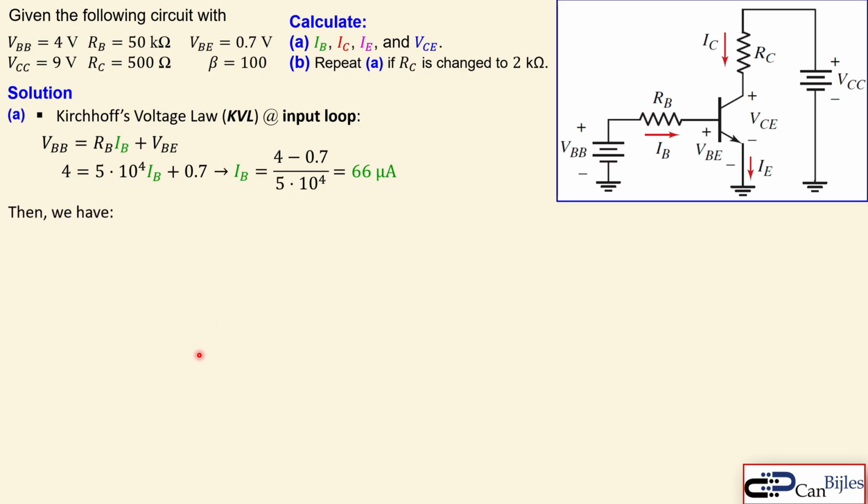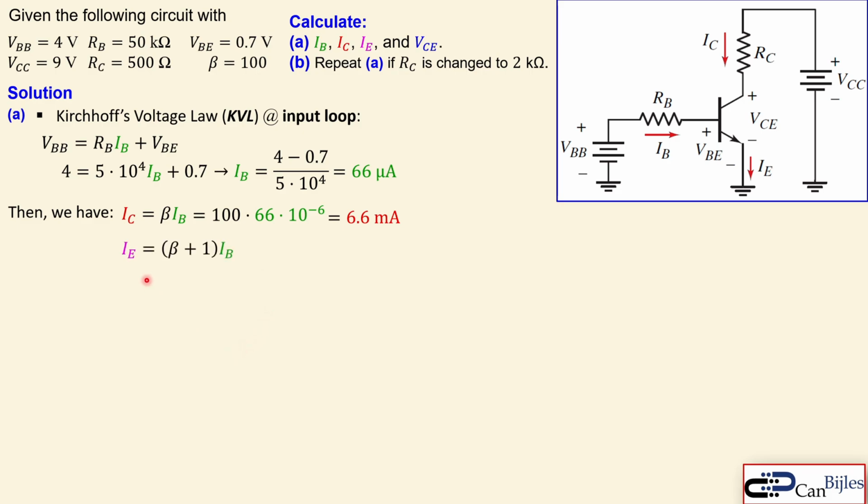Then we have the following, and now we assume this linear condition, and then we can say the collector current is related to the base current by just the beta. So beta is multiplied, and then you get the collector current. This is then 100 times the 66 microamps, and it will give you 6.6 milliamps for the collector current.